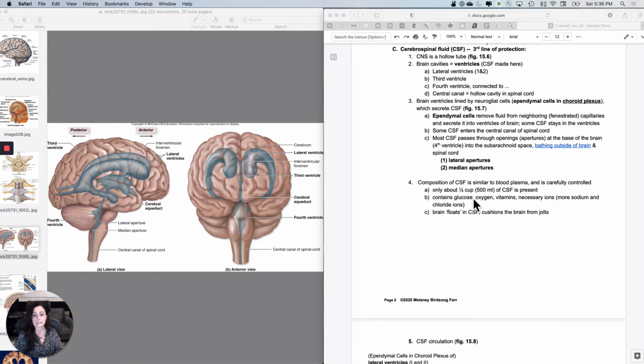So, still going on layers of protection around the central nervous system. We said the bone was the first line of protection, and then we had multiple layers of meninges: the dura mater, which is superficial, and then the arachnoid, and then the pia mater. And then the next line of protection is what we call cerebrospinal fluid.